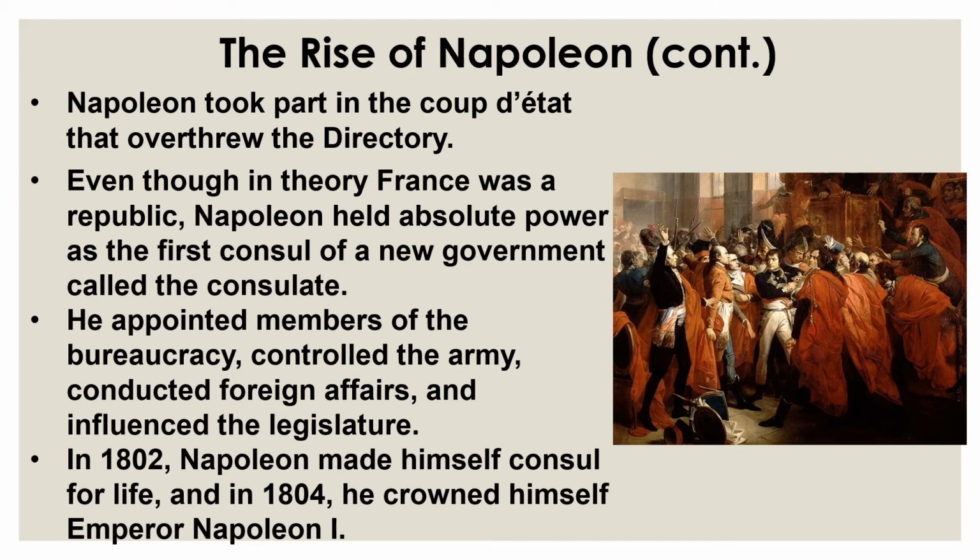In 1802, Napoleon made himself consul for life. And then in 1804, he decided that he would crown himself Emperor Napoleon I. So the revolution has come full circle. However, the man in charge is a byproduct of that revolution.